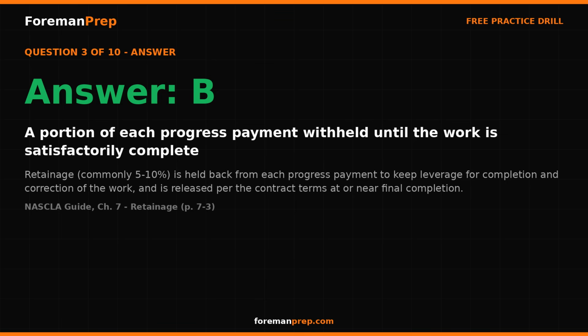The correct answer is B, a portion of each progress payment withheld until the work is satisfactorily complete. Retainage, commonly 5 to 10%, is held back from each progress payment to keep leverage for completion and correction of the work, and is released per the contract terms at or near final completion. Reference NASCLA Guide, Retainage.